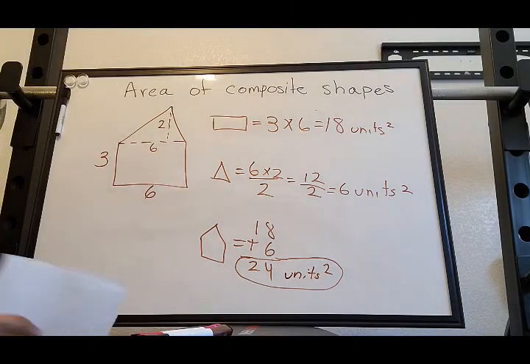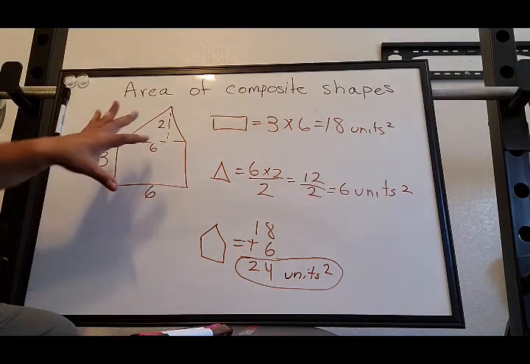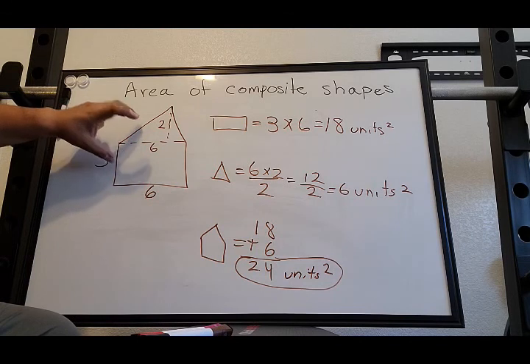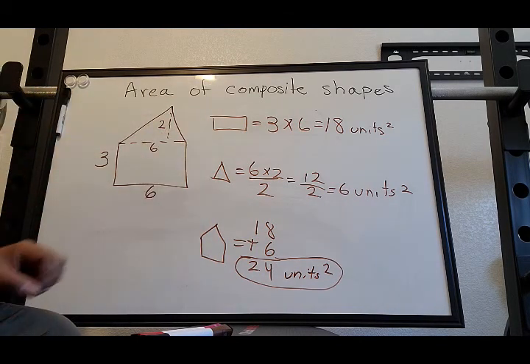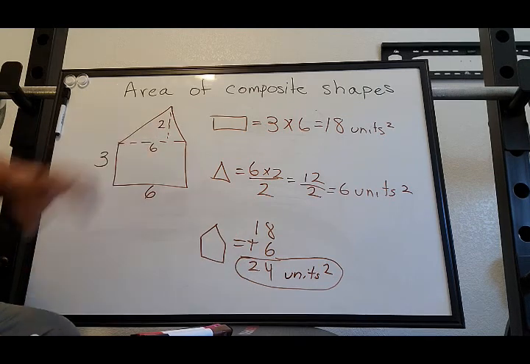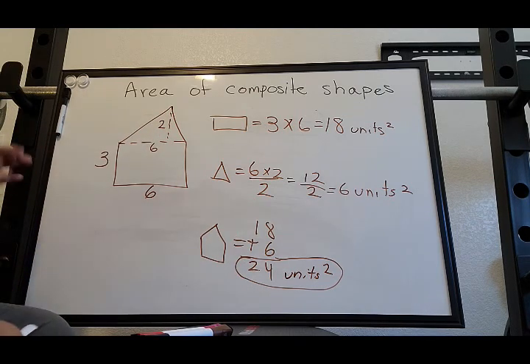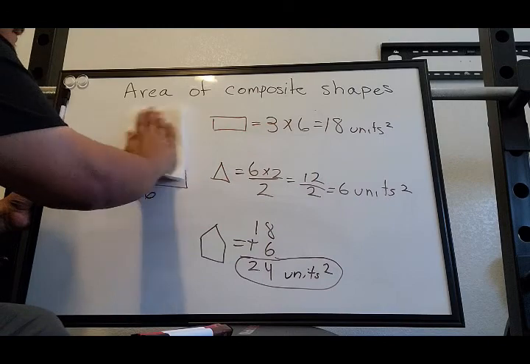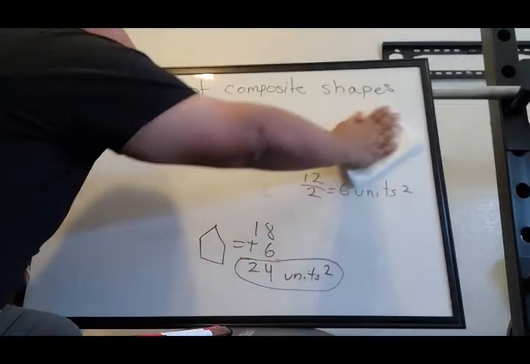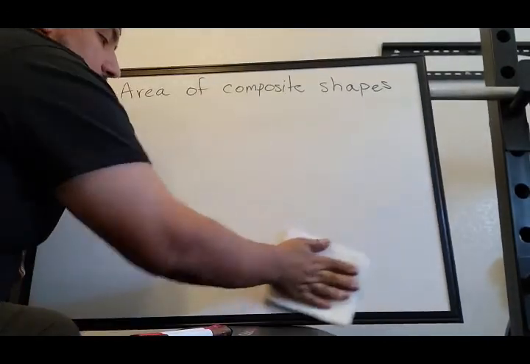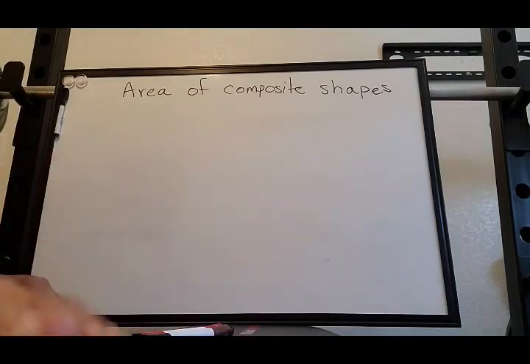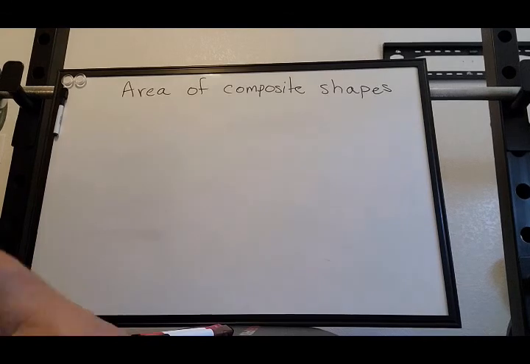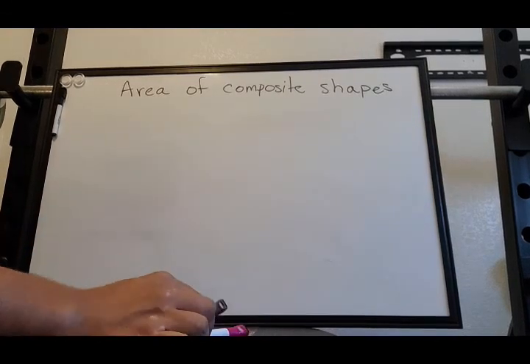Okay, so this is the way of decomposing a shape into two figures and then solving the area of each figure and adding together to get the composite shape. Now I'm going to show you, in your homeworks, there were some problems where instead of adding, you had to subtract to find the composite shape. Okay, let's do one of those problems right now.